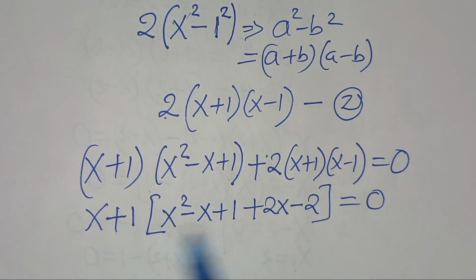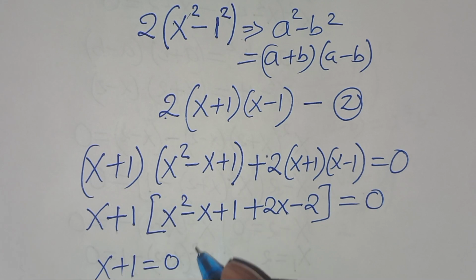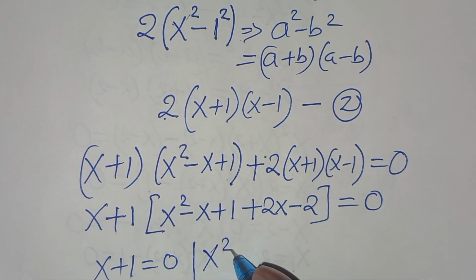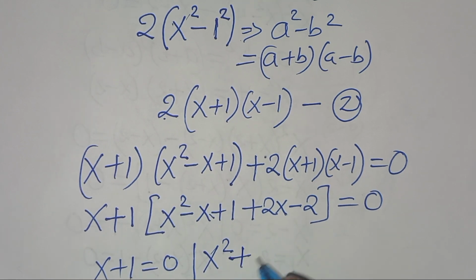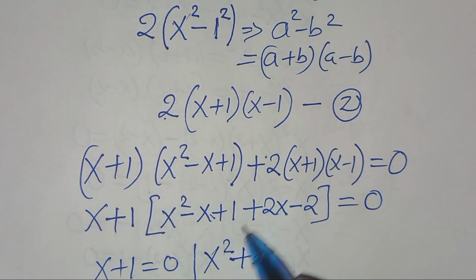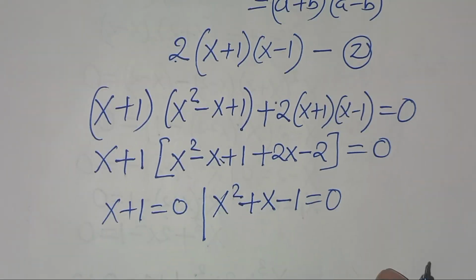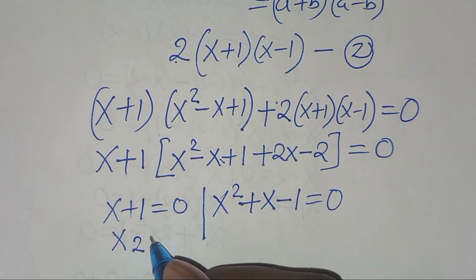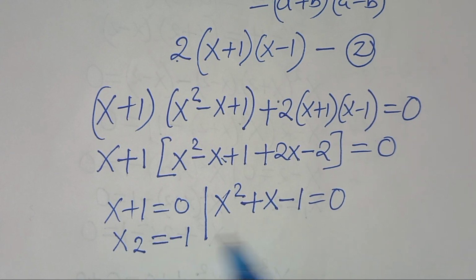Now we have two parts here. The first part is x plus 1 is equal to 0. And we have what's in the bracket here, which is x squared minus x plus 2x. This is actually plus x. Then 1 minus 2. This is actually minus 1. This is equal to 0. So this implies that here we have x2. This is equal to minus 1. x2 is equal to minus 1.